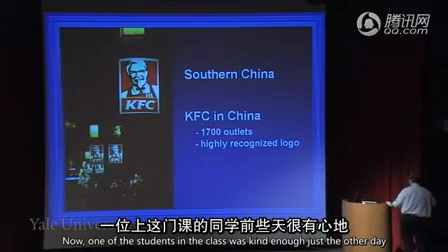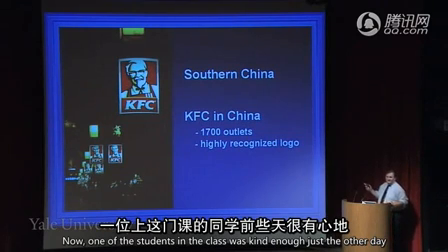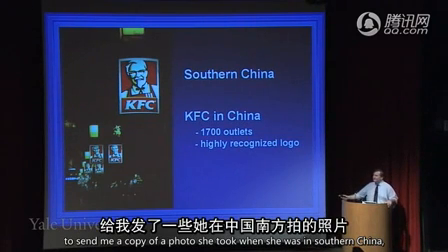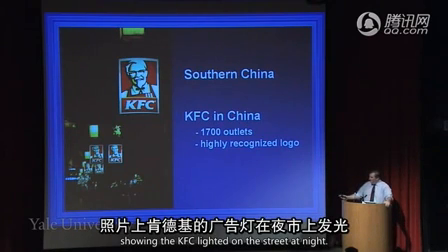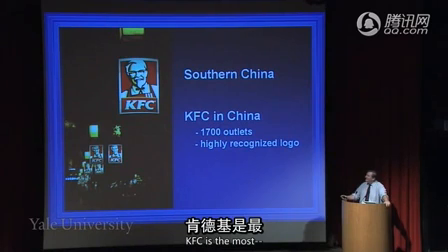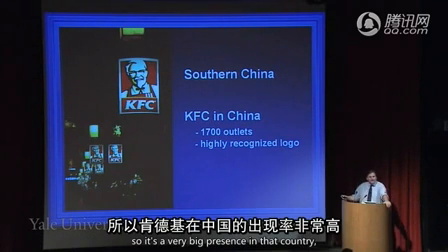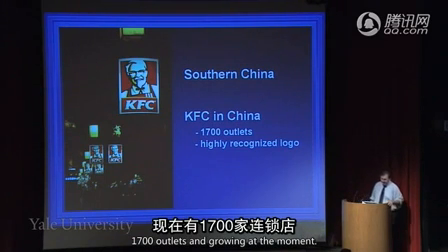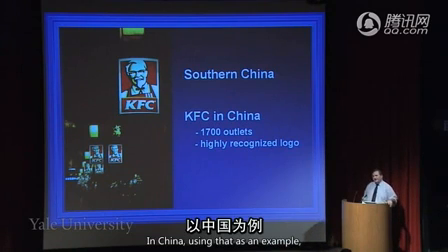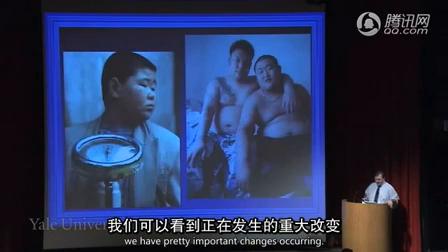Now, one of the students in the class was kind enough just the other day to send me a copy of a photo she took when she was in southern China, showing the KFC lighted on the street at night. KFC is the second most widely recognized corporate logo in China now, outside of Chinese companies. So it's a very big presence in that country, 1,700 outlets and growing at the moment. And so in China, using that as an example, we have pretty important changes occurring.